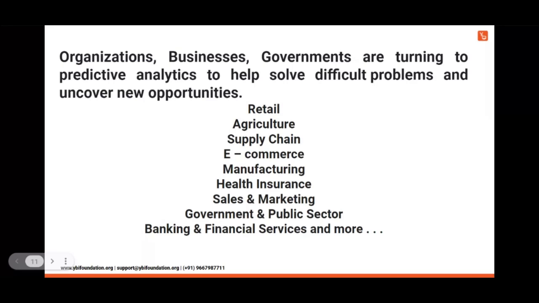So whatever is your interest area, for example, in the gaming industry there is a lot of predictive analytics we can use. In terms of software and so on, there are a lot of predictive analytics use cases across the domains.